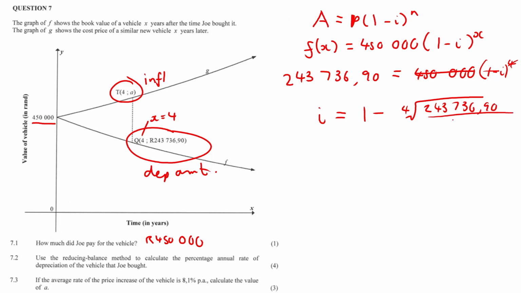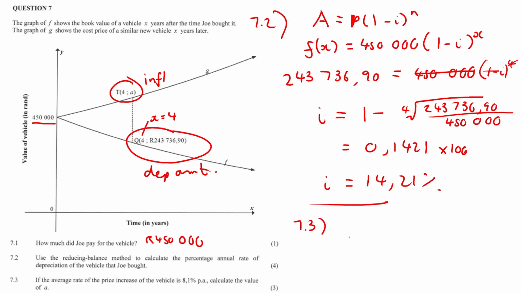243,736.90 over 450,000. And i is going to be equal to 0.1421. But as a percentage, i is just going to be equal to 14.21%. We just multiplied this by 100. Okay. And that's 7.2 sorted.